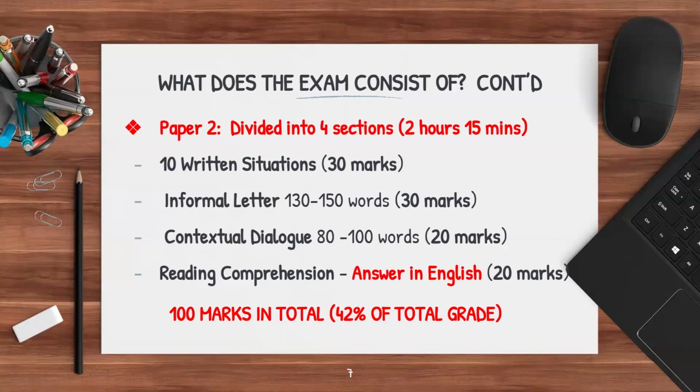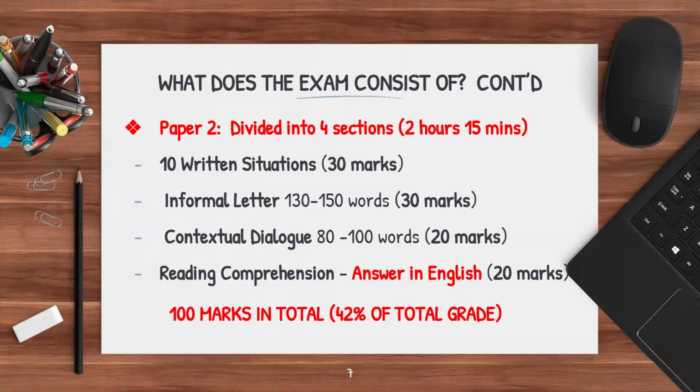Now, section 3, contextual dialogue. The contextual dialogue is going to be between 80 to 100 words, and it's going to be worth 20 marks. Just remember that and keep that in mind.